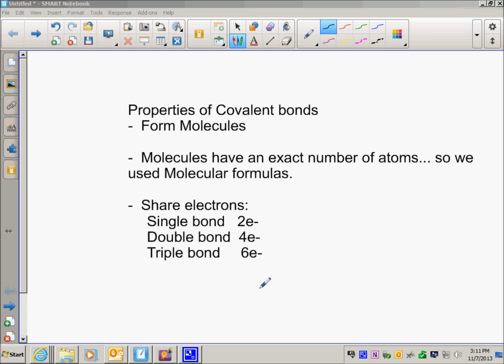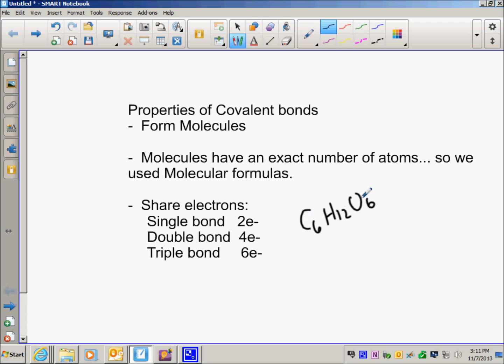First of all, just to review a few things, the covalent bonds of course form molecules, and this has lots of consequences as far as the molecules are concerned. They are very discrete. They have the exact number of atoms, so we use a molecular formula to describe that. For example, C6H12O6. That is a very specific number of atoms for a very specific molecule. If you split it in half, you will not have glucose anymore.